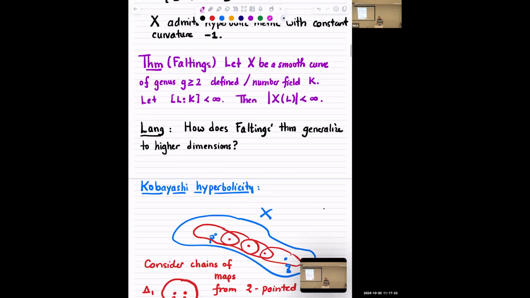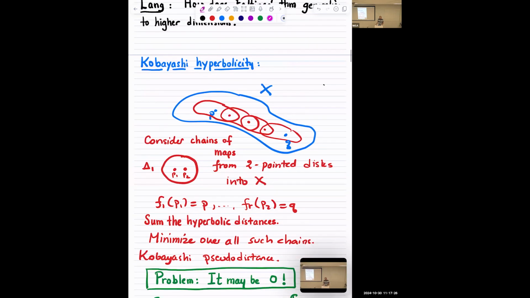The usual analog of the hyperbolic metric that you put is called Kobayashi hyperbolicity. So let me briefly recall how that goes. What you do is you take your manifold X. So let's take our complex manifold X, and then we want to define some distance between 2 points, P and Q, on X.